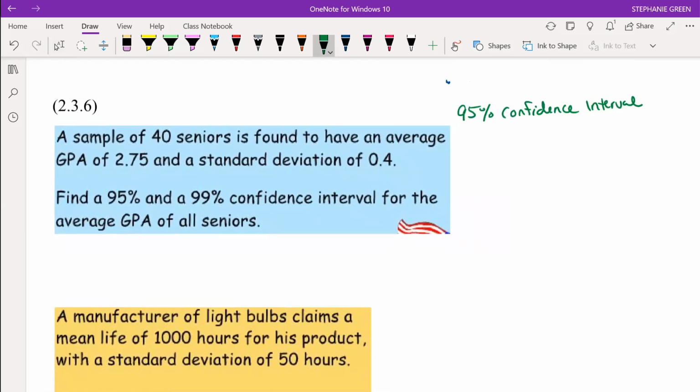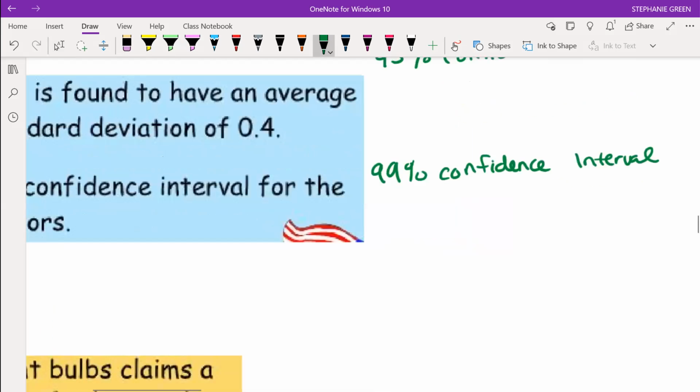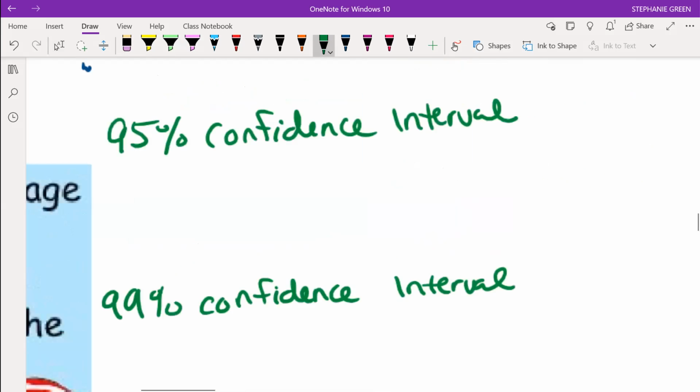And then we'll do our 99% confidence interval also. And remember, the only reason why one of these intervals is more confident than the other is because this 99% one is going to include more values. So of course, we're going to be more confident about a larger interval containing a certain value, because the wider net catches more fish, right?